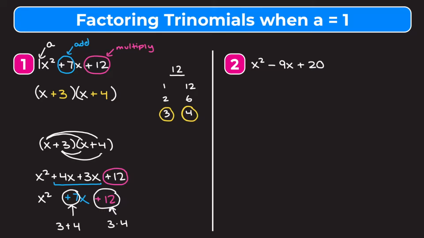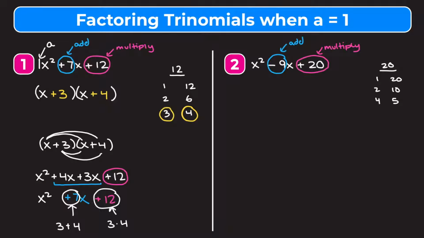So let's go through some more examples. We're going to look at example 2. Example 2 is x squared minus 9x plus 20. Again, we want to think of two numbers that multiply to our c term and add to our b term. So we're going to write down some factors of 20. We have 1 and 20, 2 and 10, and 4 and 5. But what you're going to notice is these are all positive. So when we add them together, we're going to get positive numbers. We're not going to get a negative 9.